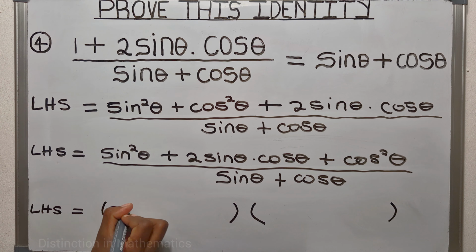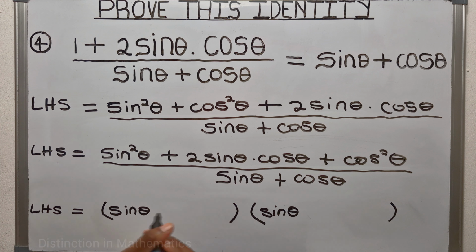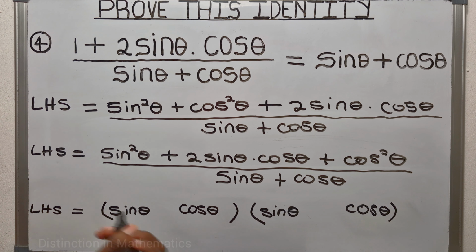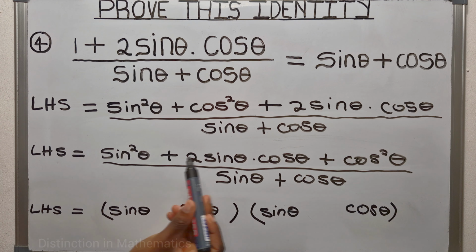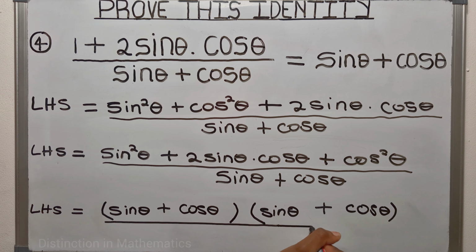So we're going to have sine theta and sine theta. This multiplied by this would give us sine squared theta, and cos theta, cos theta. This multiplied by this will give us cos squared theta. Because we have a positive sign on this side and this side, we're going to have a positive and a positive. Sine theta plus cos theta.